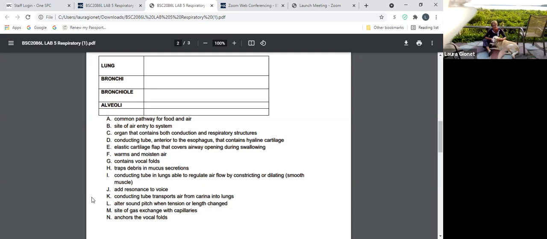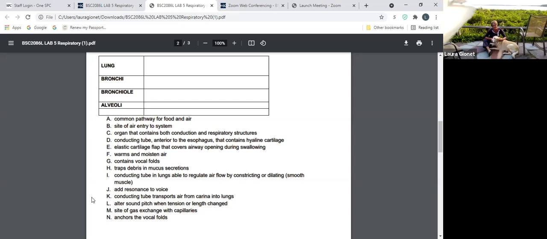K, conducting tube that transports air from the carina to the lungs. The carina is found at the inferior aspect of the trachea, where it branches off and bifurcates into a right and left main bronchus. So that's what we're referring to as the bronchi. Bronchi transport the air into the lungs.